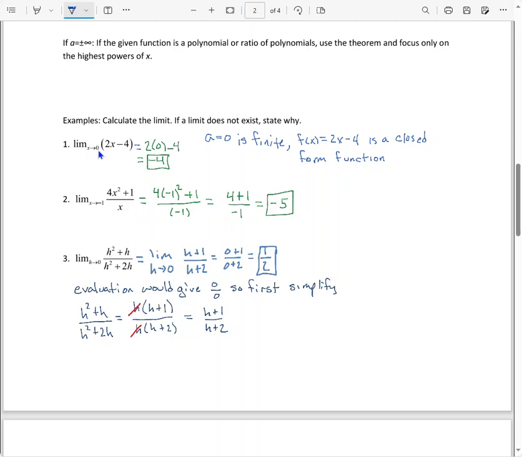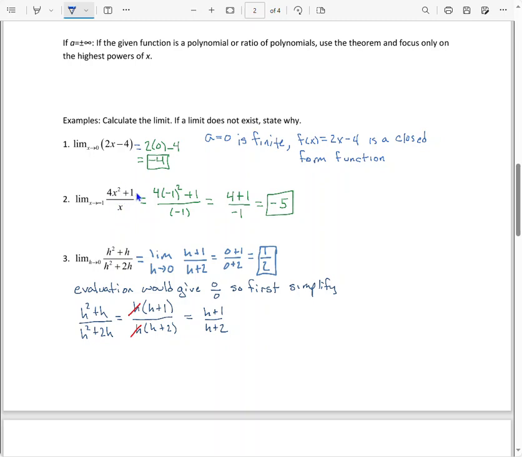Okay, let's calculate the limit as x approaches 0 of 2x minus 4. Now, 2x minus 4 is a closed form function. It's not a piecewise defined function at all. 0 is a finite number. In a closed form function, I'm going to substitute 0 for x. So that's 2 times 0 minus 4. 0 minus 4 is negative 4. I've found the limit to be negative 4.